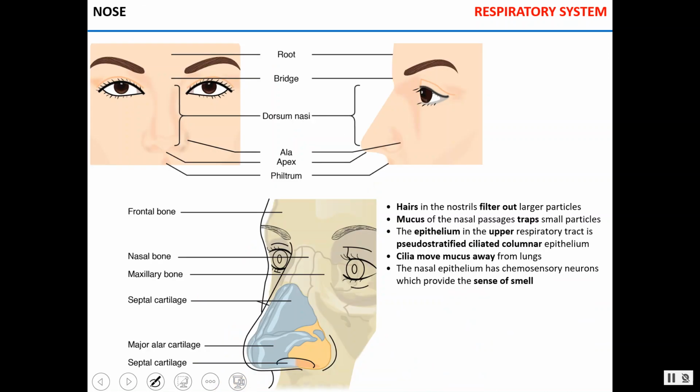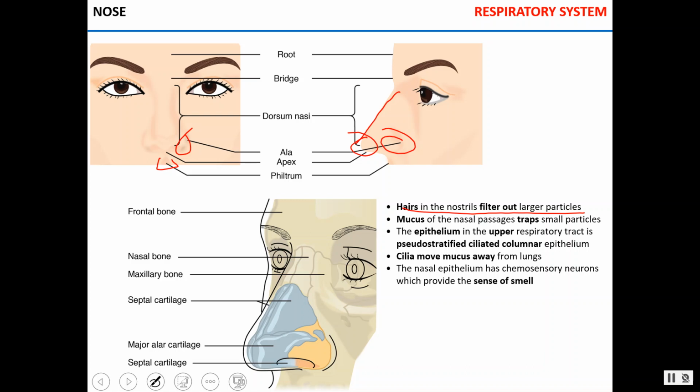The nose has, it turns out, multiple anatomical parts: dorsum nasi, ala, apex of the nose, and philtrum under the nose. The function of the nose is to filter out the large particles. Hair in the nose does it. Mucus that is in the nasal passages allows it to trap small particles and bacteria and prevent them from entering further.